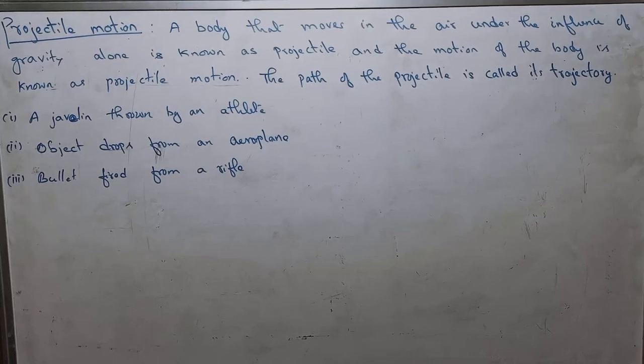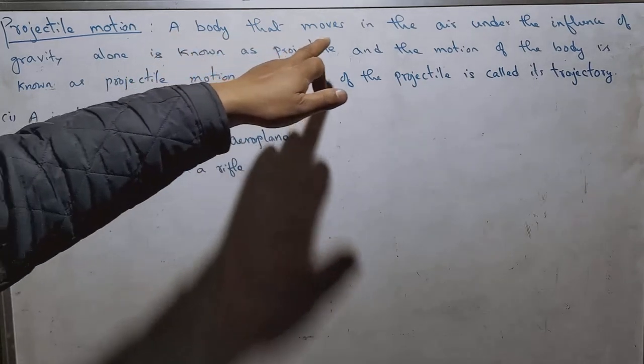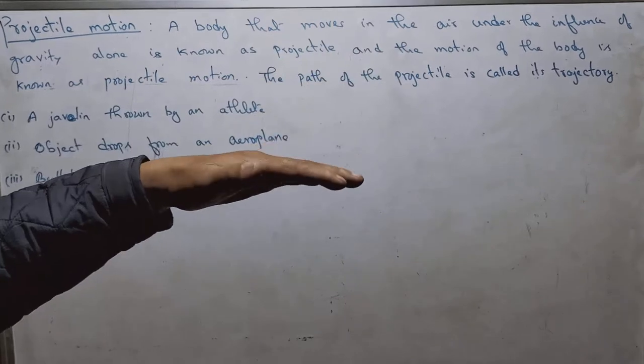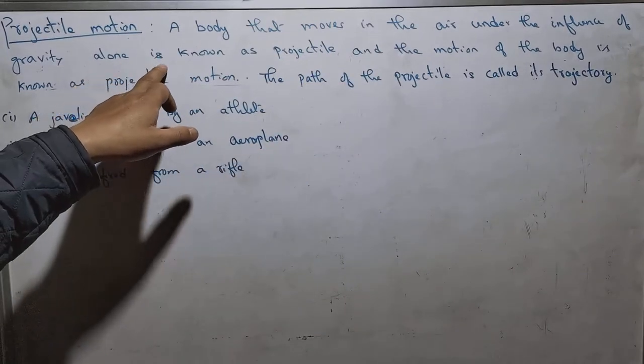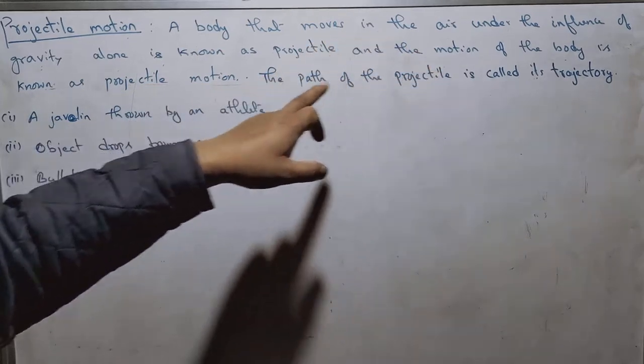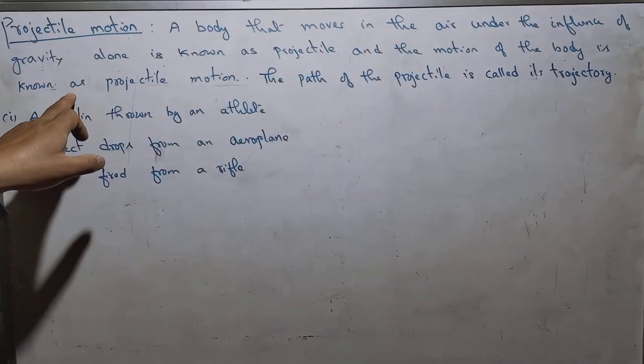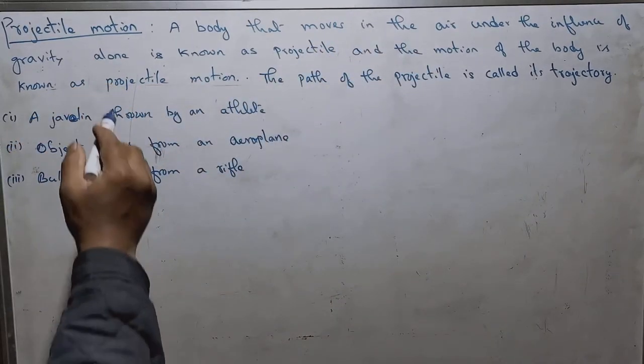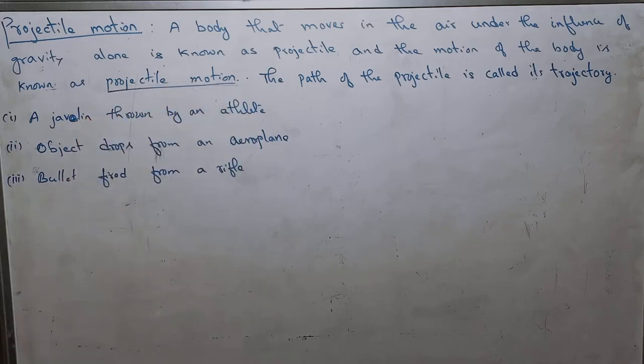Alright students, in this video we are going to talk about projectile motion. So what is projectile motion? A body that moves in the air under the influence of gravity alone is known as a projectile, and the motion of the body is known as projectile motion.